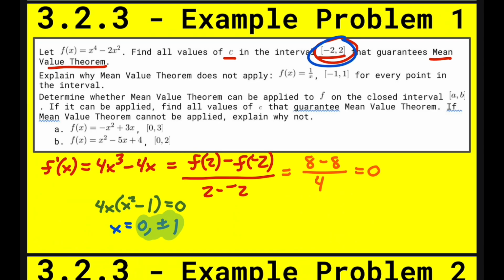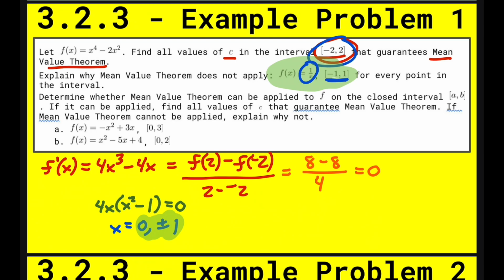The next, it says explain why mean value theorem does not apply for this one right here. Okay, for every point on the interval. Okay, so the reason why it would not apply on this is because this 1 over x is not continuous at x equals 0, and x equals 0 is in that interval. So the answer is because it's not continuous. It's also not differentiable on that interval as well.